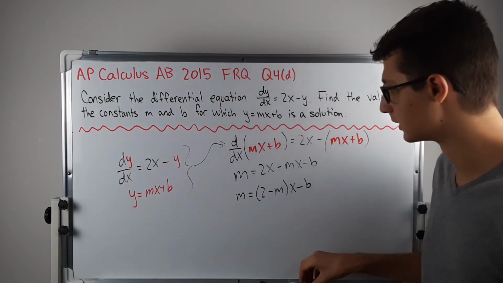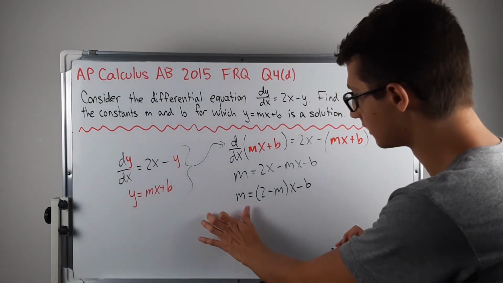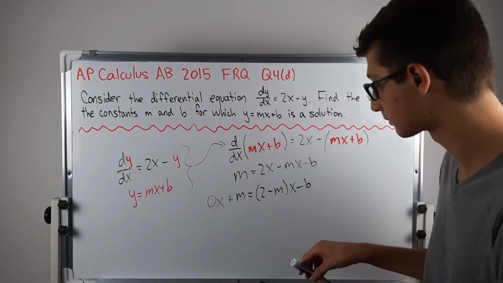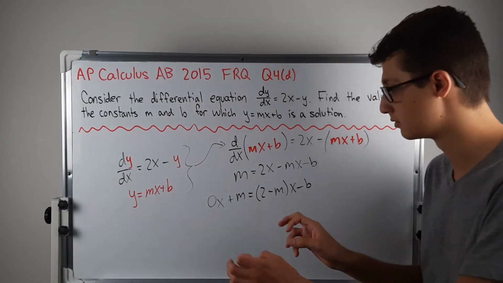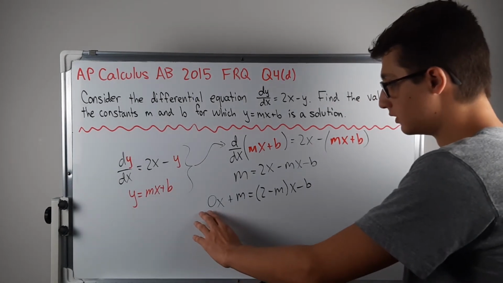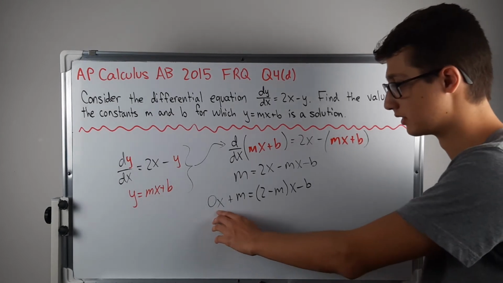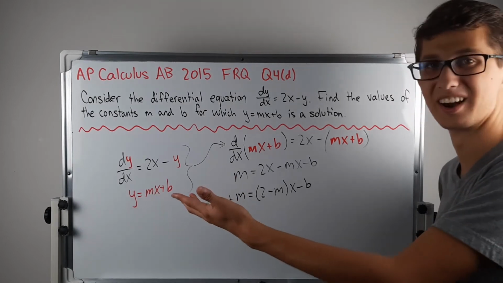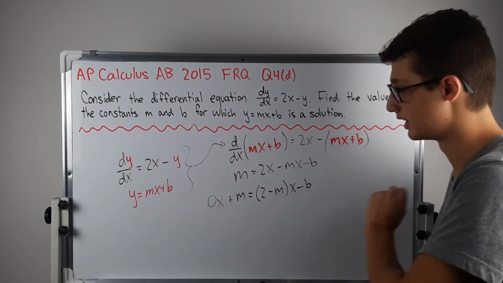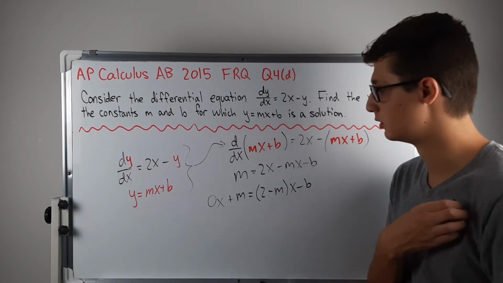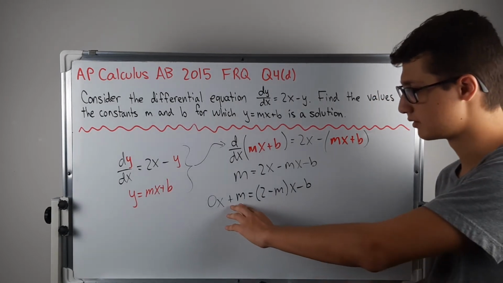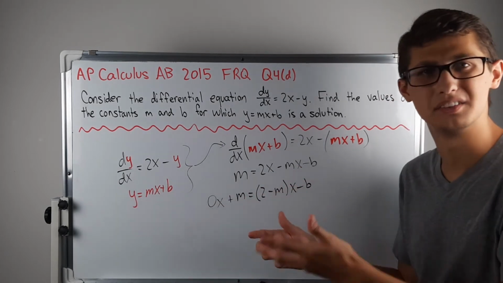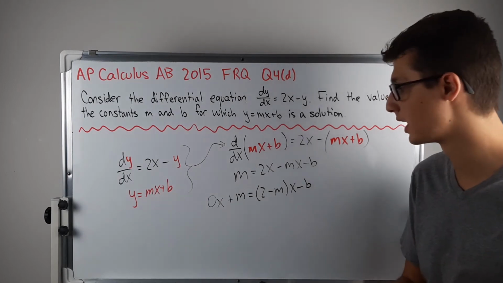So what we can think of doing is thinking of the other side here as 0x plus m. That way, we have two things to equate. We have this 0 with this 2 minus m, because they're related by the x variable, and then the constants are m and negative b. The reason you might do this is because you can think of the constants as their own thing, and you have a sort of system of equations in this particular way.